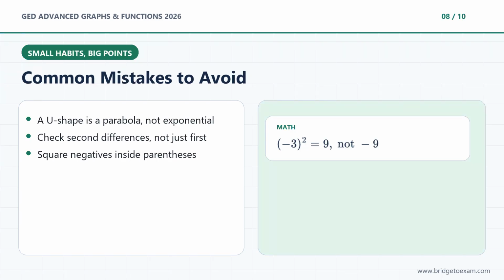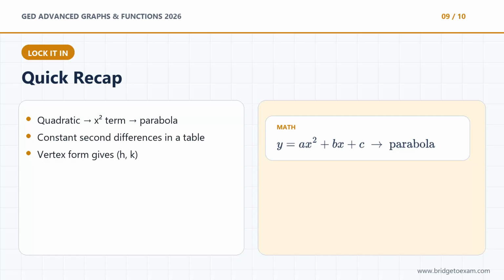Three traps. First, do not call every curved graph exponential. A symmetric U-shape is a parabola, not exponential. Second, do not stop at first differences. You often need the second differences to confirm a quadratic. Third, always put negative inputs in parentheses before squaring, so the sign is right. Careful checks win. Let's lock it in.